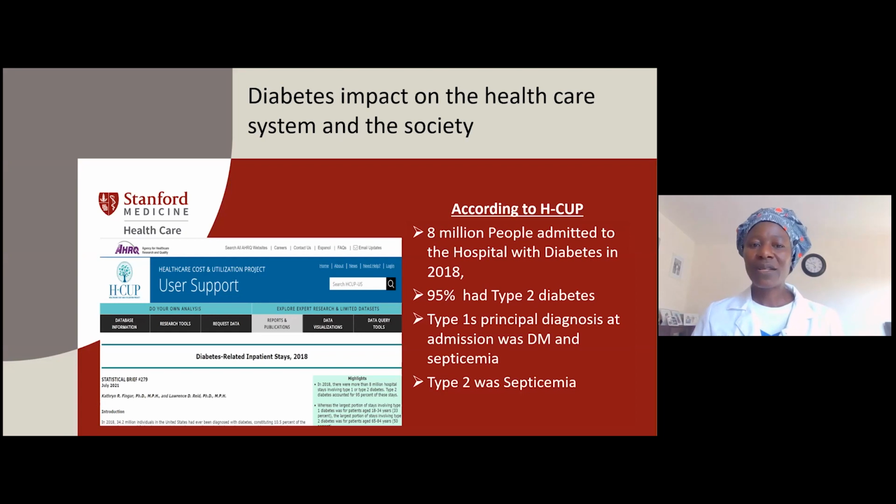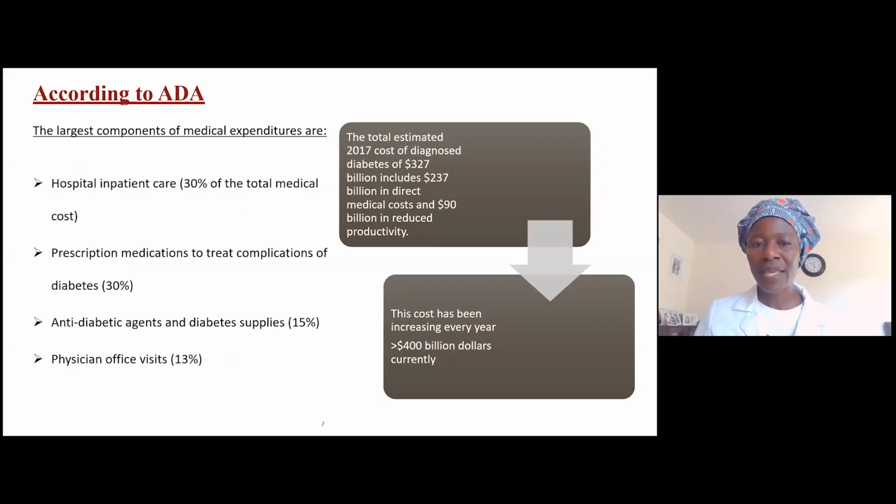According to a Healthcare Cost and Utilization Project, in 2018, 8 million people were admitted to the hospital with diabetes. 95% of these people had type 2. And for most type 1s, the principal diagnosis at admission was their diabetes or septicemia, which is the infection of the blood. Type 2 diabetes, people with type 2 diabetes were admitted with septicemia mostly.